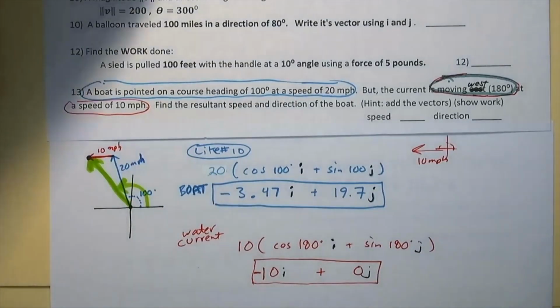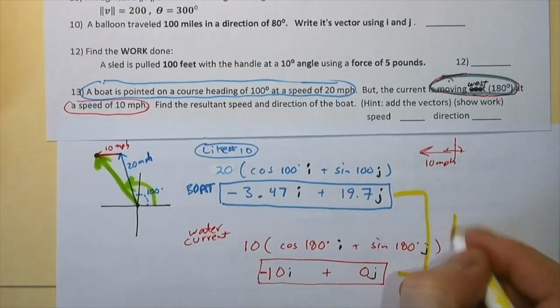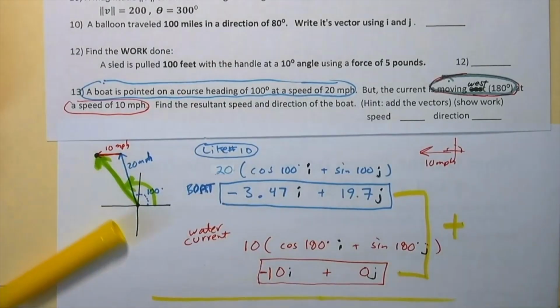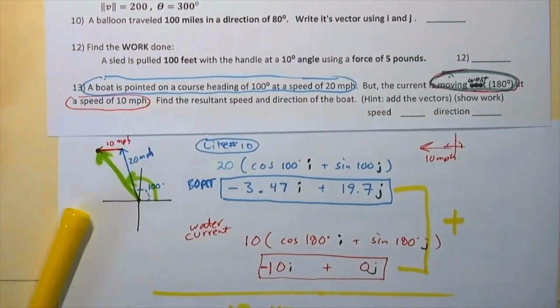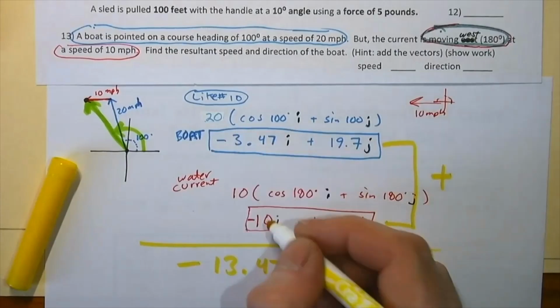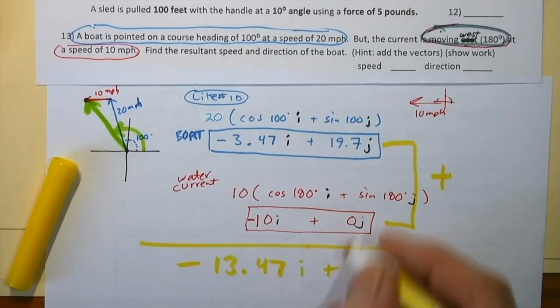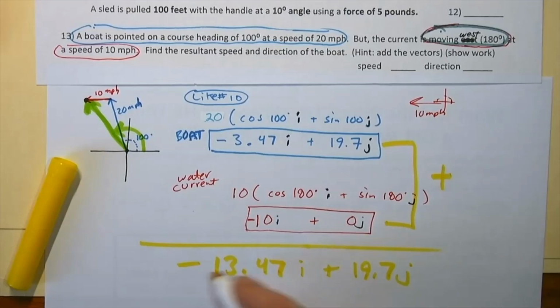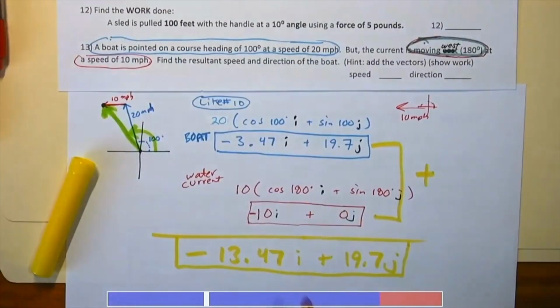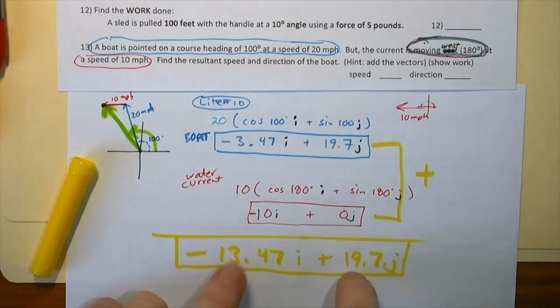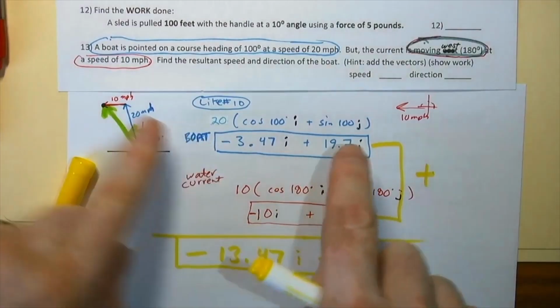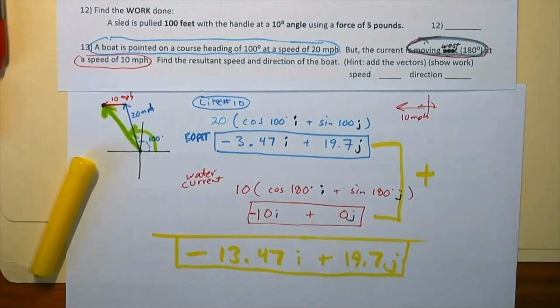Now, you can add the vectors. Let's add these together. Let's plus them up. And so when you add them, negative and negative is negative 13.47. I use 2 decimals because I'm in the middle of the problem. I don't want to round if I'm not done with the problem. So I get negative 13i plus 19.7j. But I want you to change it back. You're not done yet. So you say, well, what's the speed and the direction? Wait, this doesn't tell me the speed. How do you change it back into a speed and an angle?